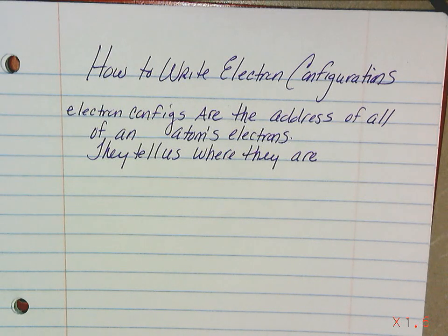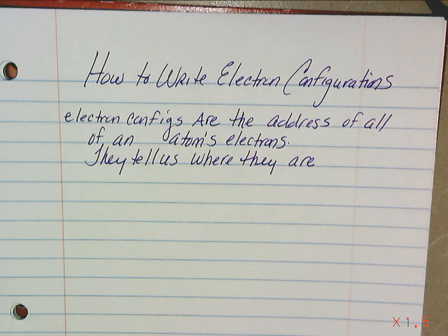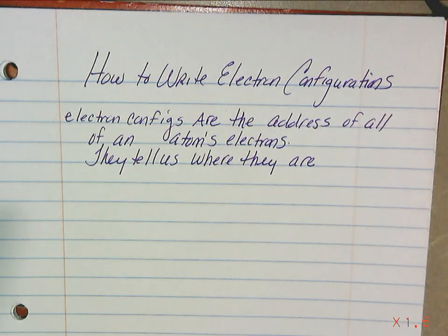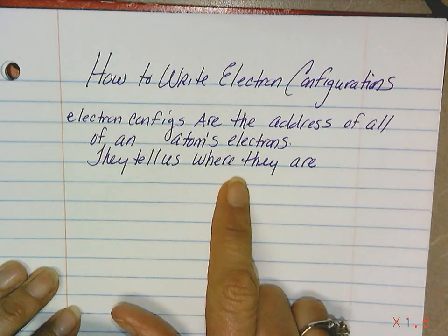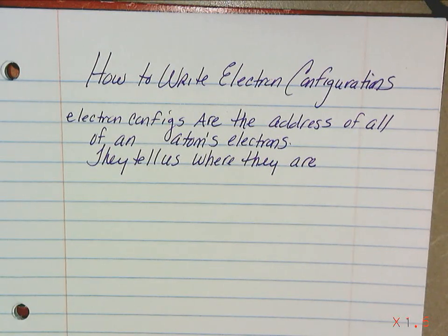This is a short lesson on how to do electron configurations. First off, let's talk about what they are. Electron configurations are addresses for electrons. In fact, you probably saw them in your element project but didn't know what they meant. They tell us exactly where each element's electrons are. And you might be wondering, well, how do we do this?